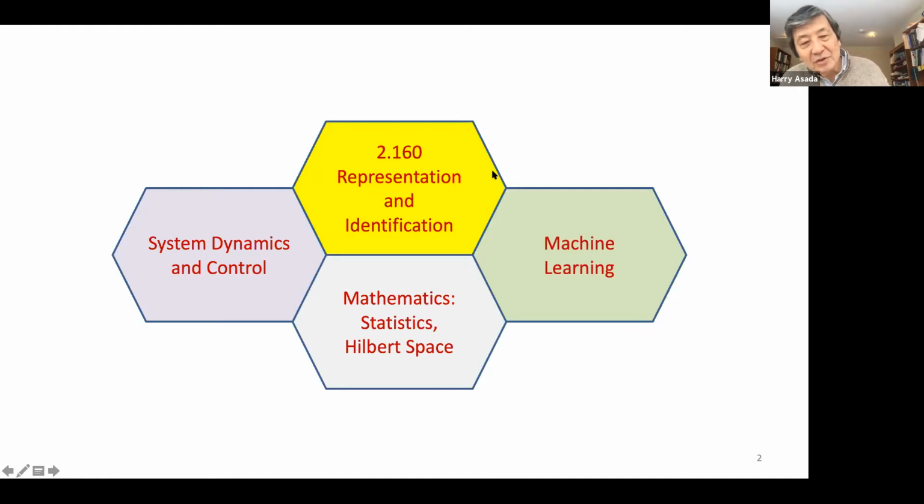2160's second half in particular is really focusing on system representation and identification. On one side, in particular for linear systems and identification, we take the materials from system dynamics and controls, and then also blend that with machine learning, dealing with nonlinear systems, and the underpinning mathematics we've been using extensively: the statistics, and then a particular part of Hilbert space.